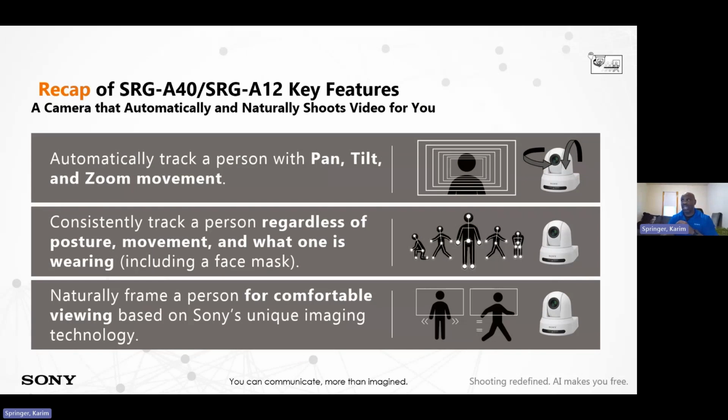Again, some key features here: pan, tilt, zoom movement on the SRG 840, as well as the 812 PTZ cameras. Our cameras will move on all three axes. It will put out triple output, again HDMI, SDI, as well as IP streaming, and we support RTSP, RTMP, and NDI-HX. Regardless of the posture or movement of an individual, it really doesn't matter if they're wearing a mask or turning their back to the camera, it will stay locked onto them.